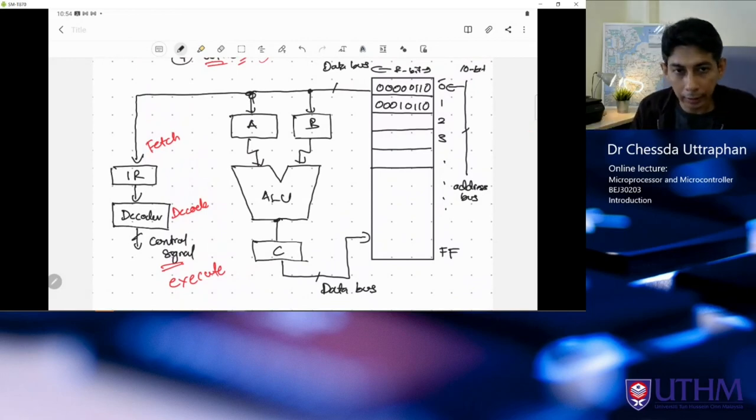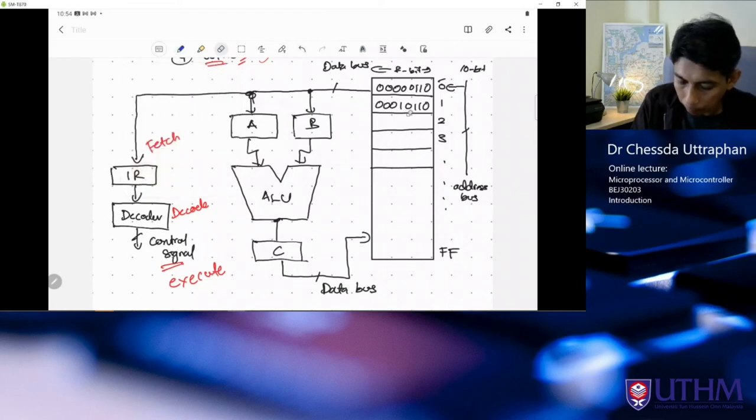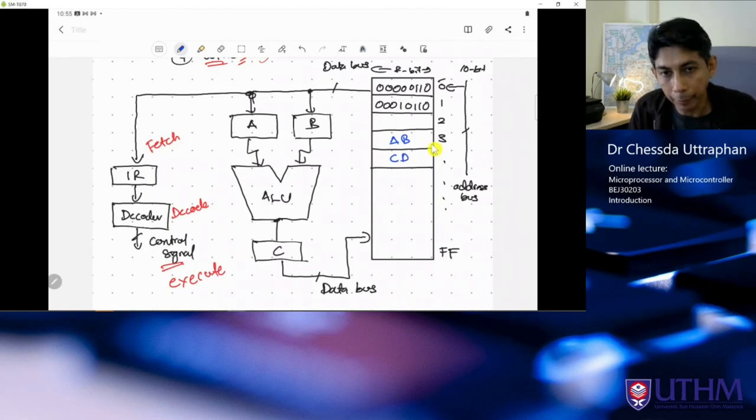Load store architecture means that in RISC, when the data is in the memory, for example, this is our data, in hexadecimal, for example, this one is AB, 8-bit, and this is CD. So for example, our data is in the memory. Now we want to add these two data or process or do whatever you want, right? For example, we want to add AB plus CD.